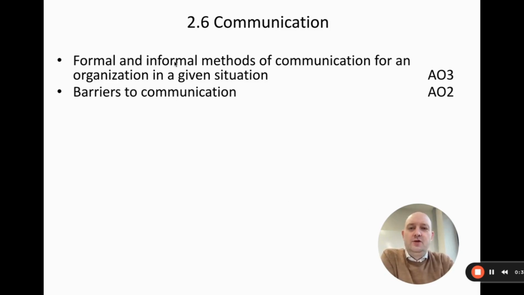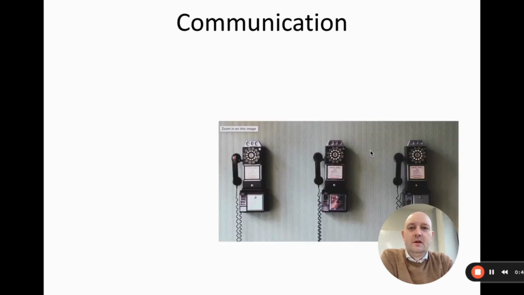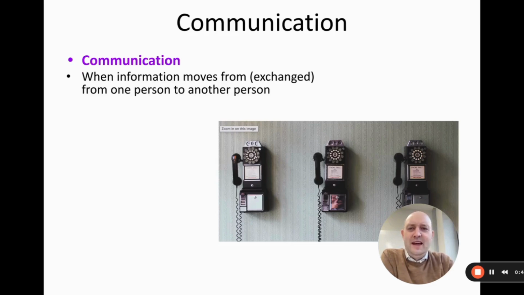There's only 2 learning objectives, and I think a lot of it you might know already. So I'm going to go through this fairly quickly. So the title of the chapter is communication. Let's define communication. I think we have an idea of what communication is, but communication is when information moves from one person to another. There's lots of different definitions out there, but that's the one I like to use. It's when somebody has information or a group of people have information and they move that information to someone else.